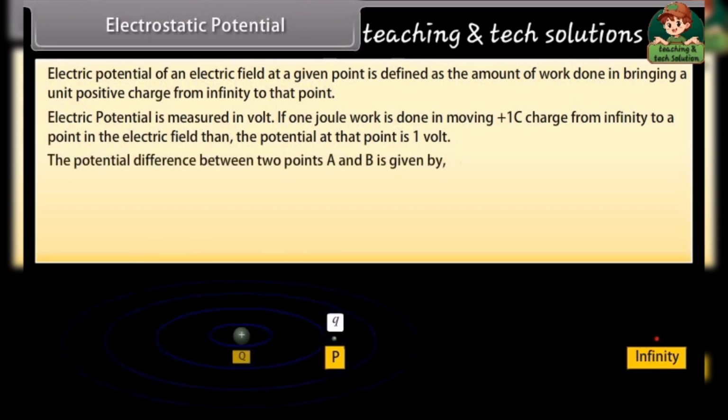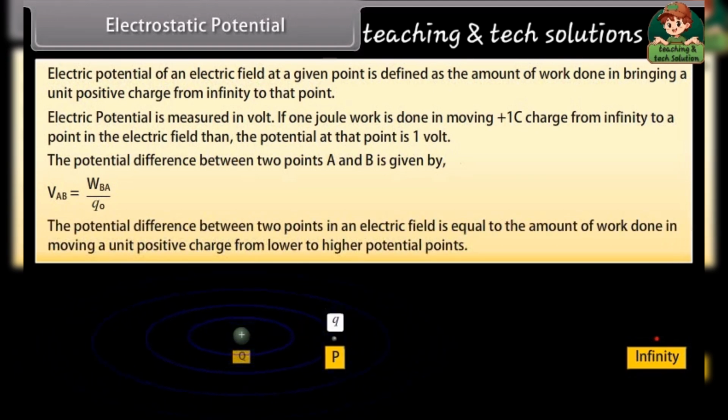The potential difference between 2 points A and B is given by V_AB equals W_BA upon q_0. The potential difference between 2 points in an electric field is equal to the amount of work done in moving a unit positive charge from lower to higher potential point.